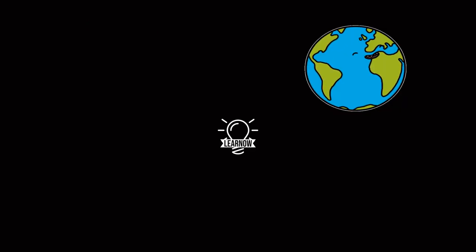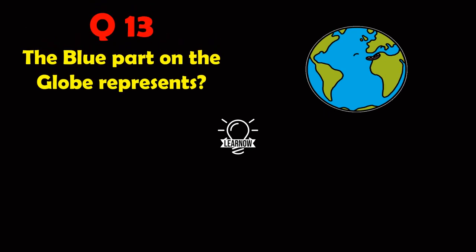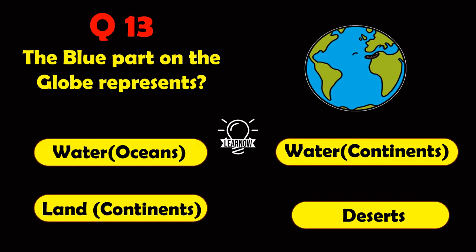All right, next question, question number 13. The blue part on the globe represents what? Let's see what are the options. Water, that is oceans. Water, continents, land, continents or deserts. Let's check out the correct answer.